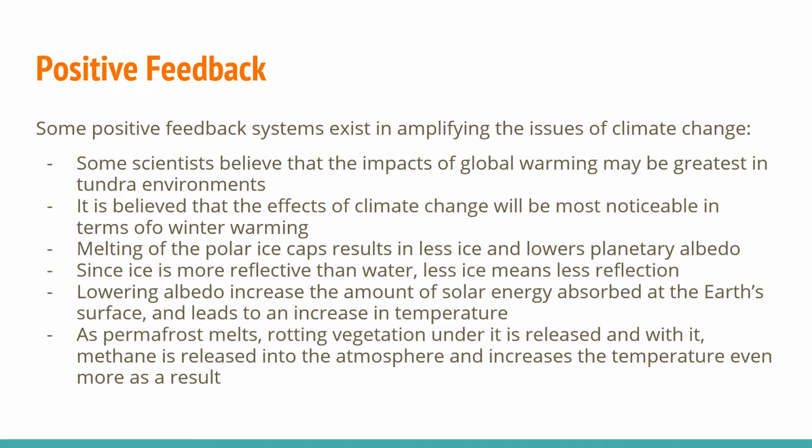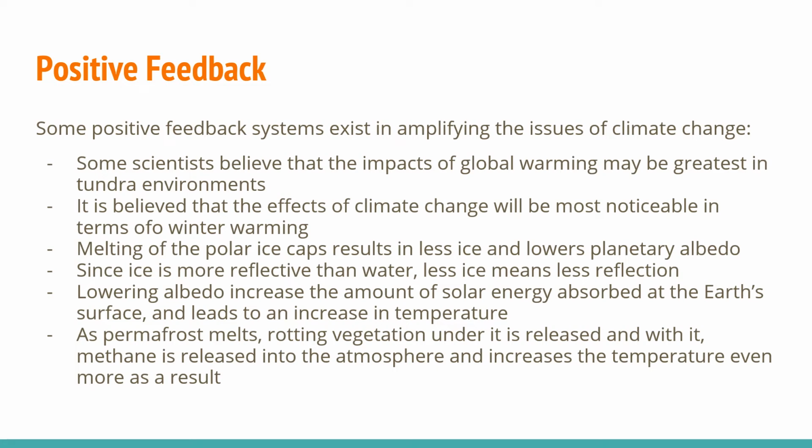winter warming. And so what you'll have is a melting of the polar ice caps, which results in less ice. It lowers the amount of albedo because, like we talked about the other day, ice has more albedo than water does. And so not as much sunlight is going to be reflected back into space. And lowering this albedo will also increase the amount of solar energy that is absorbed at the Earth's surface, making it warmer on the whole in a global climate.